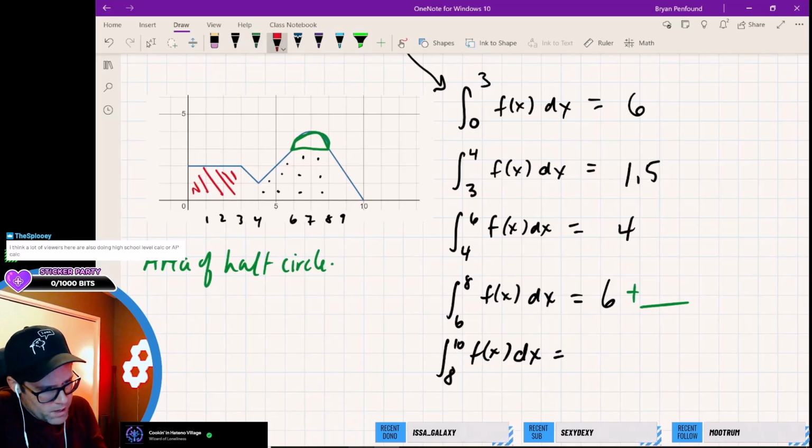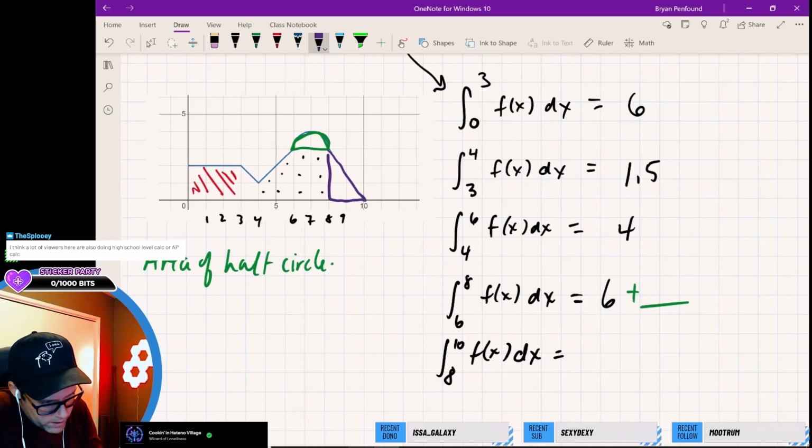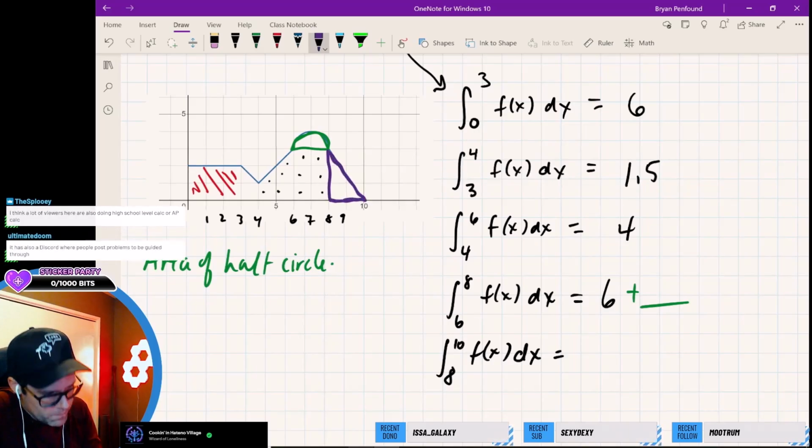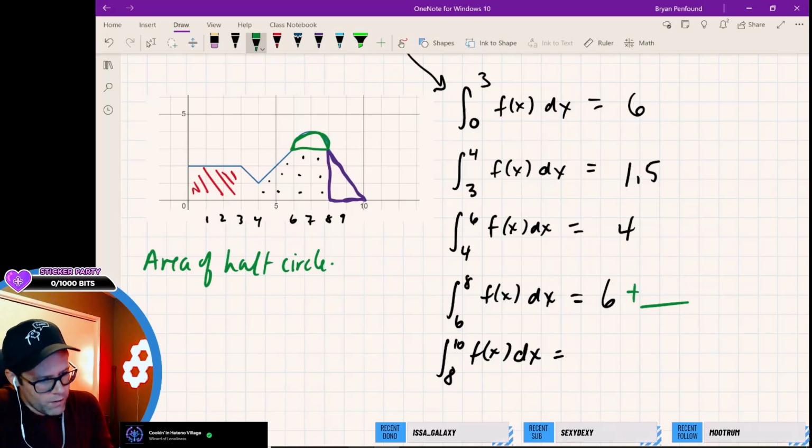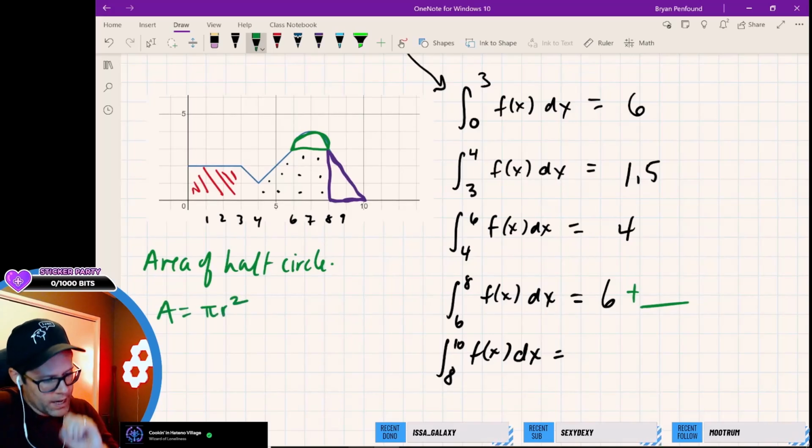And then this one's going to be a little bit tricky too, isn't it? So we're going to have to figure out how to get the area of this too. That one's going to be a little bit tricky. How do I get that area? It has a radius of 1, doesn't it? So the area is pi r squared. Pi r squared, and we have a radius of 1, so the area should be pi.